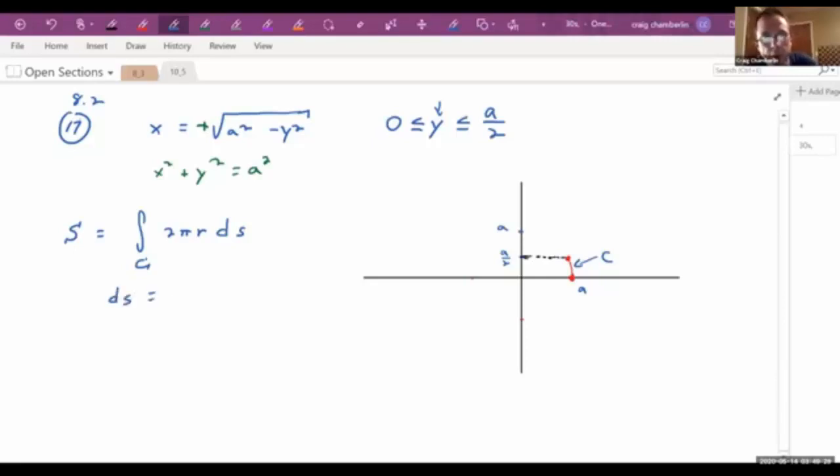ds, if you do it in terms of the parameterization, which you don't have to here, I noticed in your homework, a lot of you didn't call x(t) or y(t), but I'm going to do it that way because it helps in Chapter 10 when you're talking about surface area. So in terms of a parameterization, remember ds would be the square root of (dx/dt) squared plus (dy/dt) squared, and then dt.